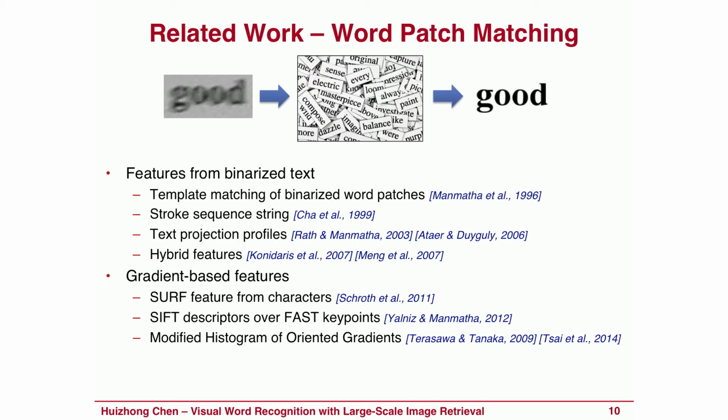Since then, other features that rely on binarized text were also developed, including stroke sequence string, horizontal and vertical text projection profiles, as well as feature sets that contain a variety of hybrid features. In recent years, with the popularity of gradient-based image descriptors, researchers also proposed the use of SURF, SIFT, and modified histogram of oriented gradients for word patch matching.